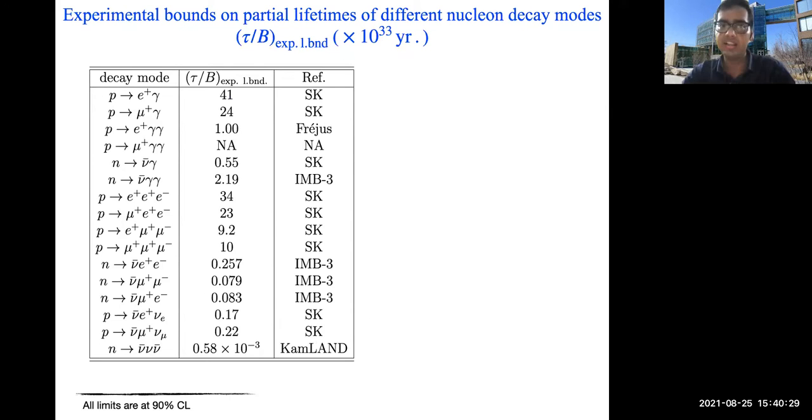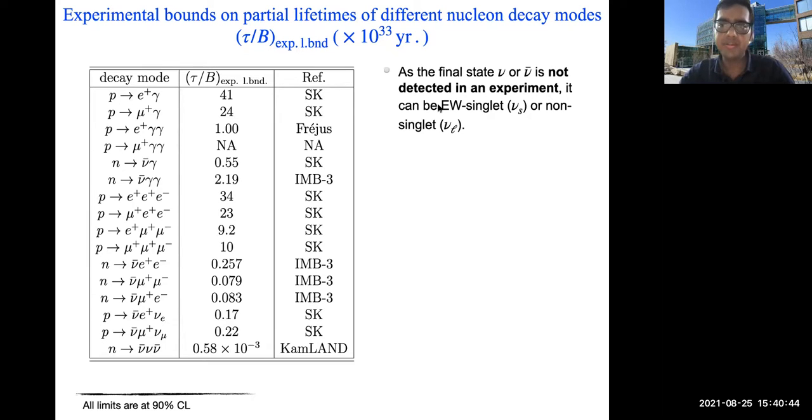These are the current experimental bounds on the partial lifetimes for different nucleon decay modes. A factor of 10 to the power 33 here has been taken out. And these are the references for different experiments. As the outgoing neutrino is not detected in an experiment, it can be both electroweak singlet or non-singlet. We will generically denote them by this symbol nu.